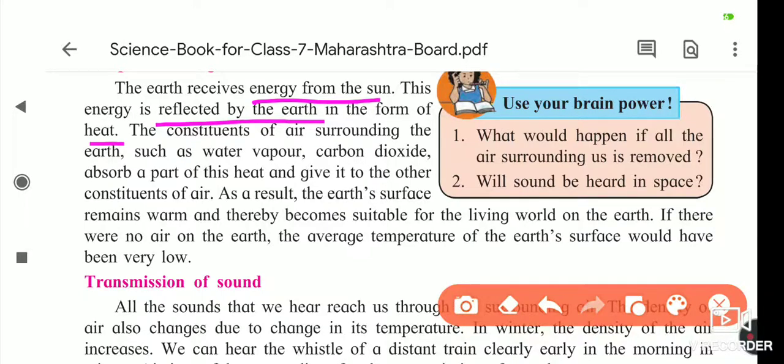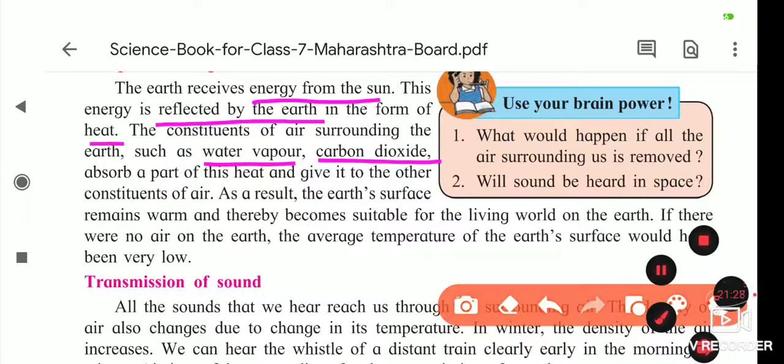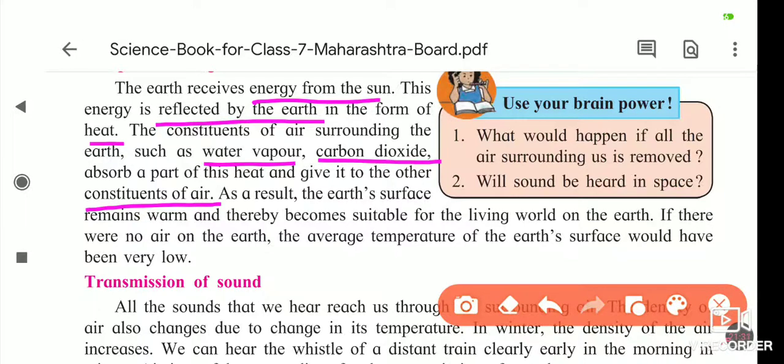The constituents of air surrounding the earth, such as water vapor and carbon dioxide, absorb part of the heat and give it to other constituents of air. As a result, earth's surface remains warm and thereby becomes suitable for the living world. The main reason why living things exist on the surface of the earth is that this region has a favorable temperature for living organisms.